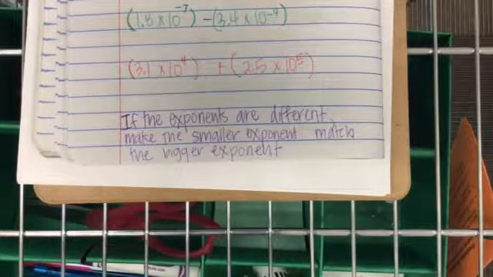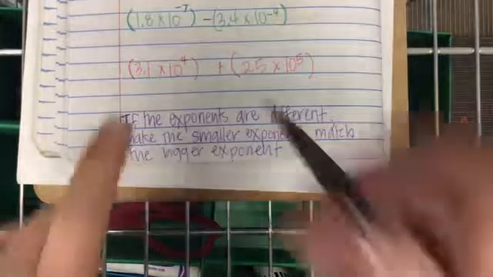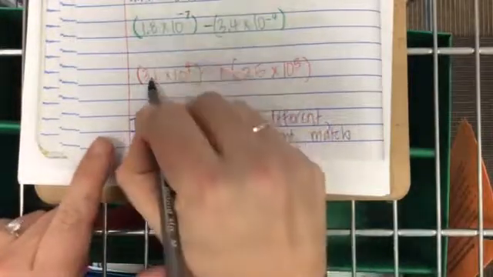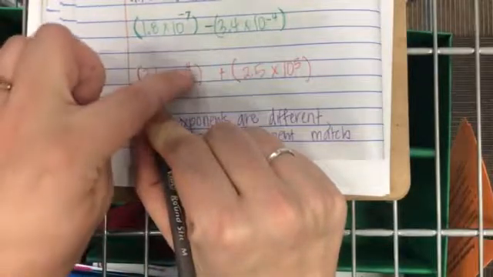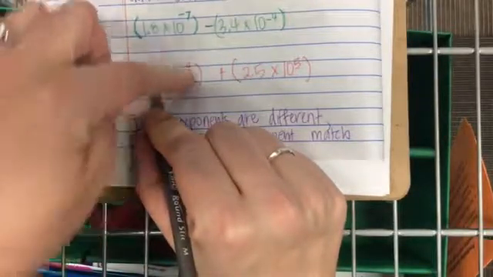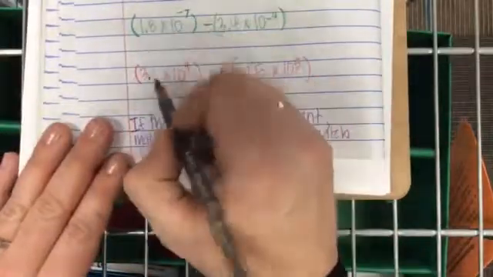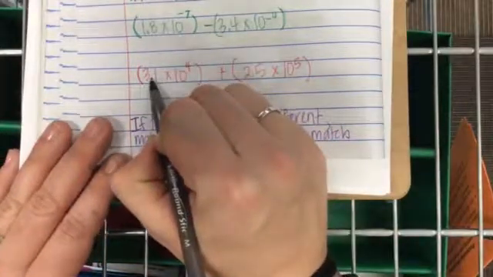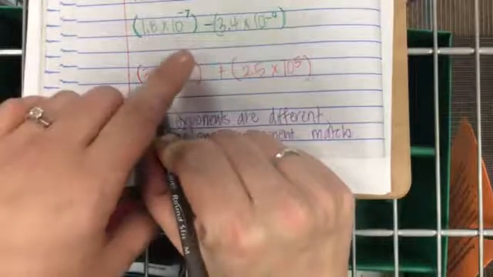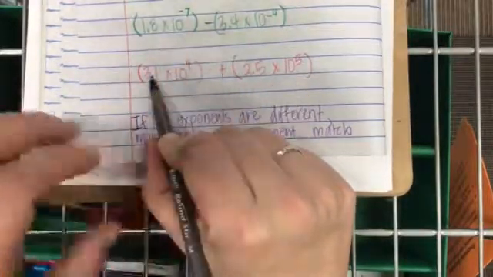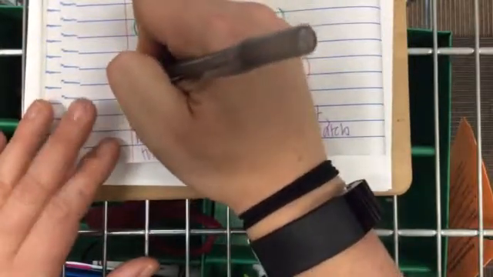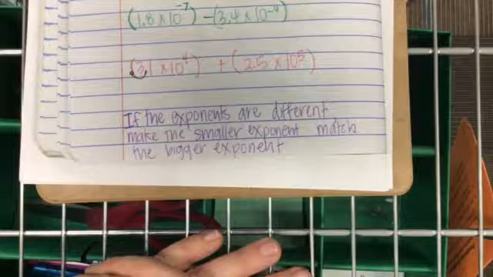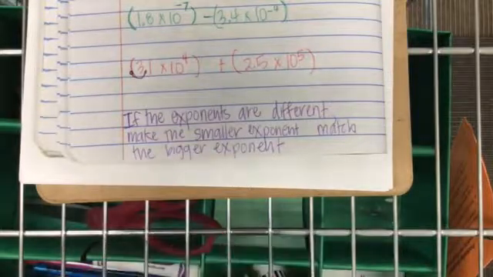You ready to see how? If my decimal's right here, I want my decimal to move so this 4 becomes a 5. How many times do I have to move this decimal? If I want my exponent to go from a 4 to a 5, how many times do I have to move it? Once. Ready? Right there. Bam. One time. I moved it one time.